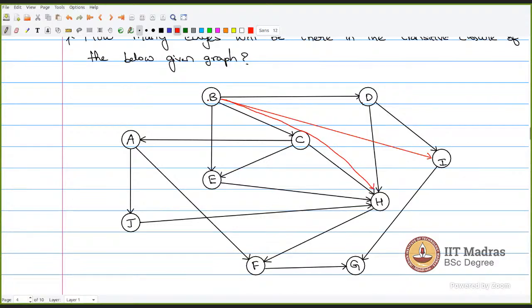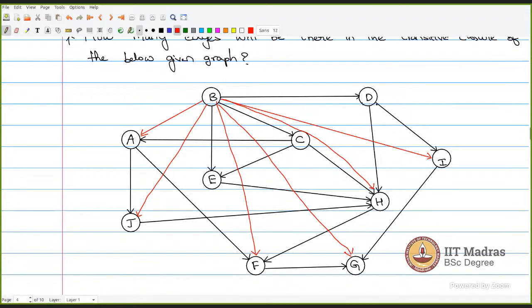Similarly, B to A I can reach. I should add an edge from B to A. Correct. Similarly B to J, B to F, B to G, all these vertices I can reach. Okay. So I hope I have not forgotten anything with respect to B. Once you are done with B, just move to the other vertex.